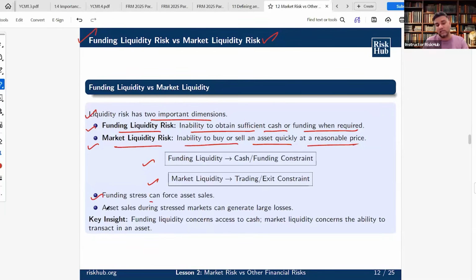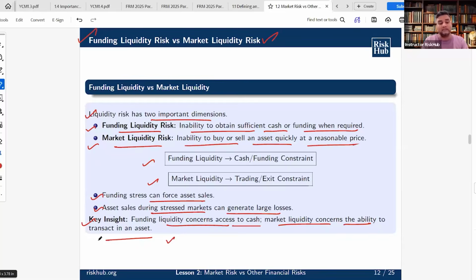Funding stress can force asset sales, and market stress can generate large losses. Key insight: funding liquidity concerns access to cash. Market liquidity concerns the ability to transact in an asset. So the slide basically splits liquidity risk into two dimensions. Funding liquidity risk is the inability to obtain enough cash or funding when required. Market liquidity risk is the inability to buy or sell an asset quickly at a reasonable price.